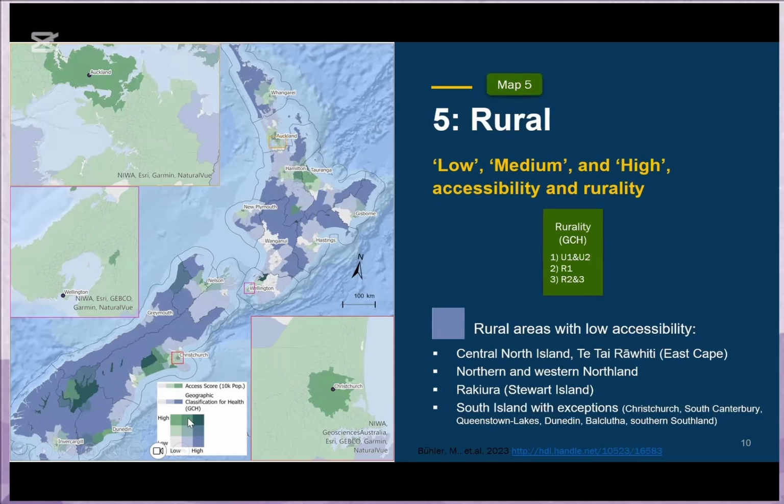Very rural areas, again this deep blue with low physiotherapy accessibility, also mirrored that central North Island, east coast, far north, but also included large swathes of the South Island of New Zealand, with the exception of some much wealthier areas around resort towns in the South Island and this South Canterbury area here as well.